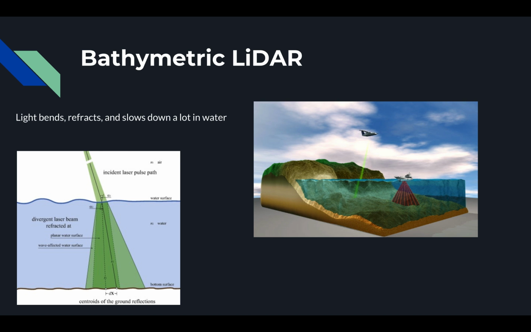Aerial LiDAR does not have to be restricted to land. You can also use LiDAR to map out oceans. However, it is much more difficult and expensive. This process is called bathymetric LiDAR. Bathymetric LiDAR is much more difficult because when light travels through water, it bends, refracts, and slows down much more than when it travels through the atmosphere.